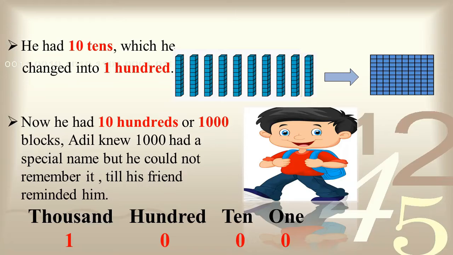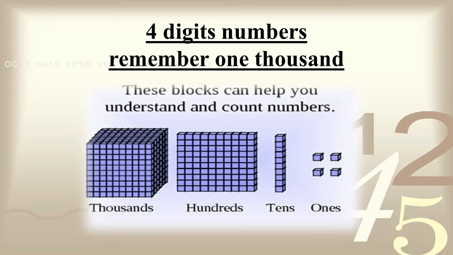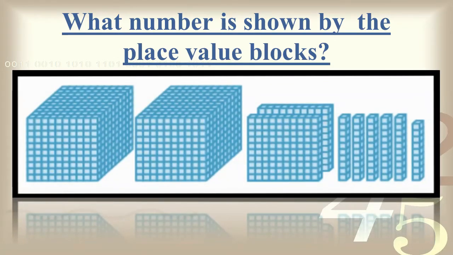So we are going to discuss briefly four-digit numbers. Remember thousands. These blocks can help you understand and count the numbers. Well, what number is shown by the place value blocks? So here we have several sets of place value blocks, some with many blocks and some with just single blocks stacked on top of each other, and we want to know what number is represented by all of the blocks combined.